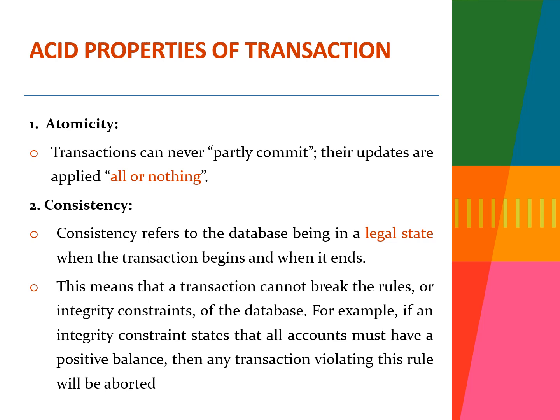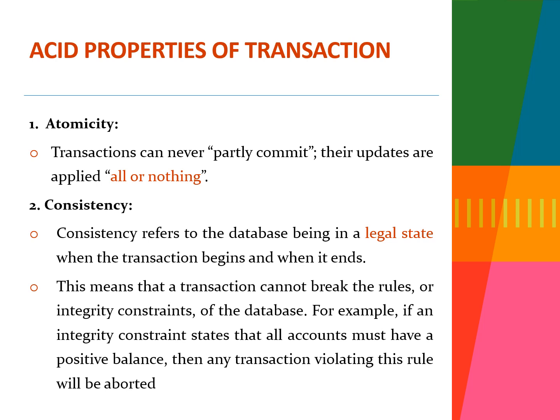Atomicity guarantees that each transaction is treated as a single unit, which either succeeds completely or fails completely. That means transactions can never partially commit. If any of the statements constituting a transaction fails to complete, then the entire transaction fails and the database is left unchanged. That is, the updates are applied as all or nothing.